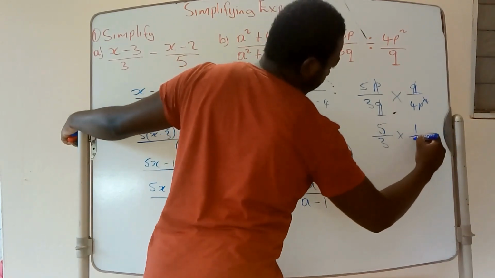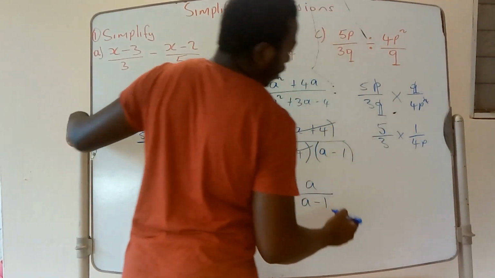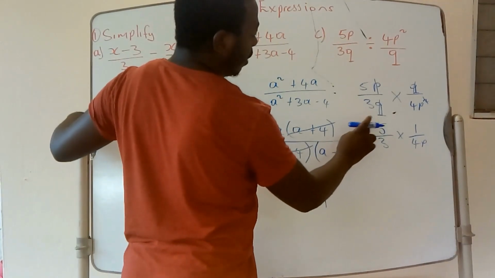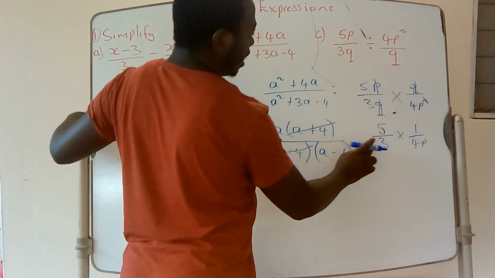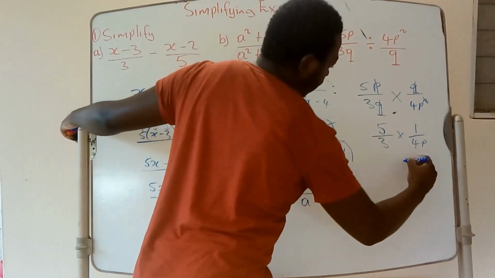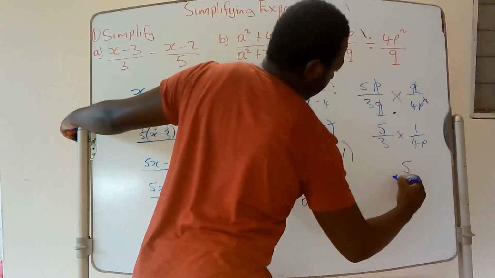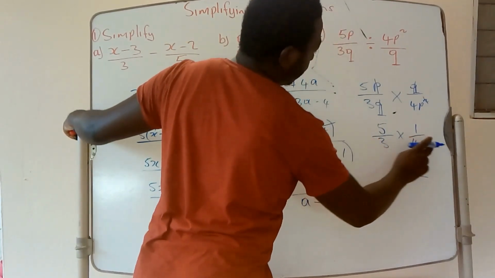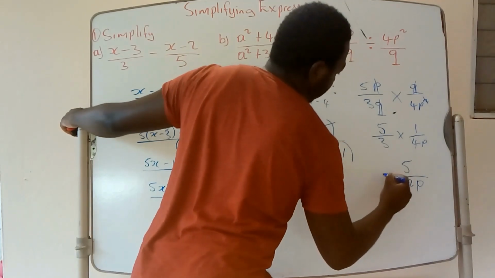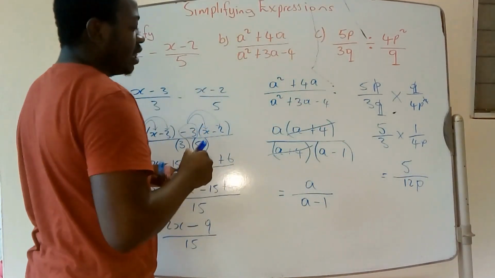1 over 4p. There is nothing else that can be reduced, so what we are going to do is multiply numerator by numerator and denominator by denominator. So 5 times 1 gives us 5, and 3 times 4p gives us 12p. And that is our final answer there.